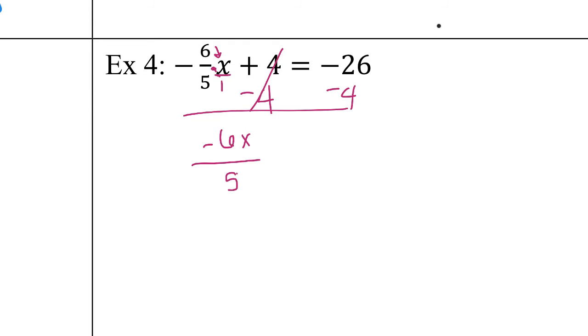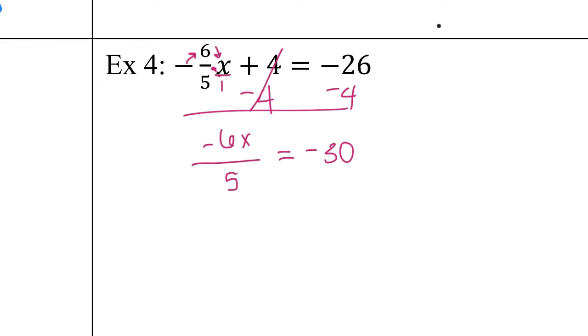6 times x gave us the 6x, 5 times 1 gave us 5. Next, make sure this negative gets pulled to the top, so that we don't have to figure out where to use it. Then negative 26 minus 4 makes negative 30.